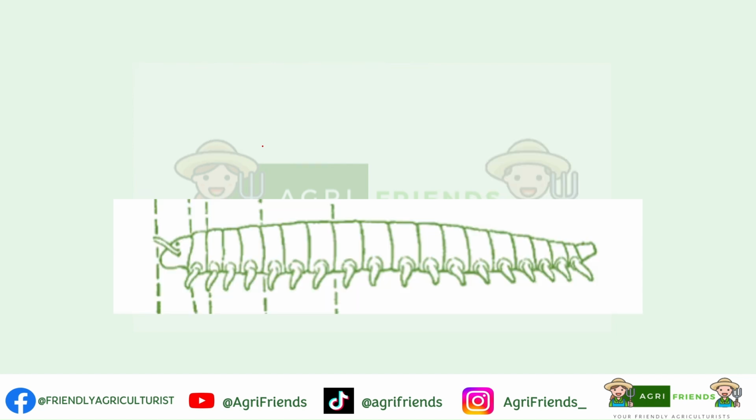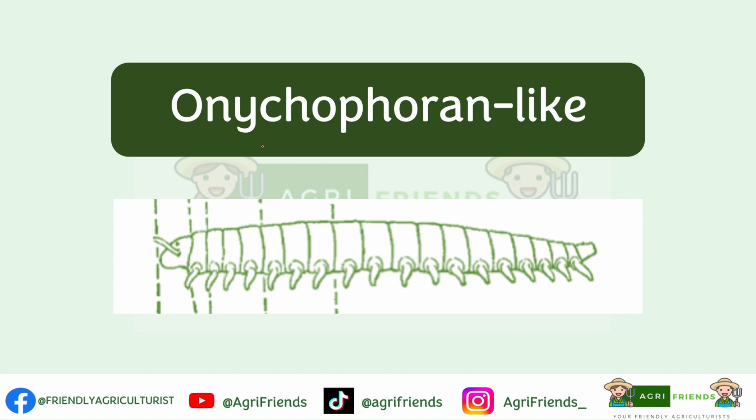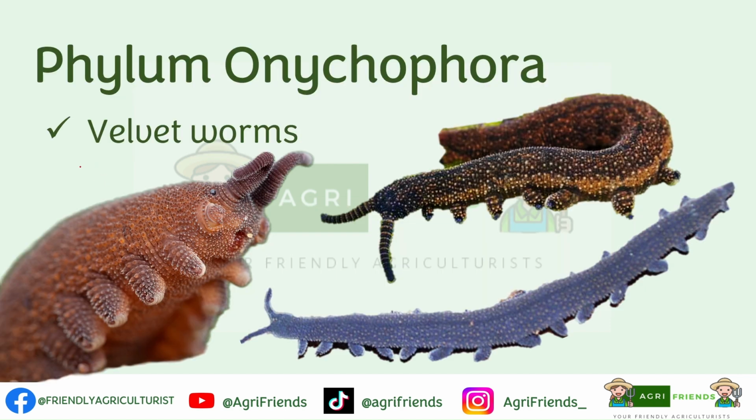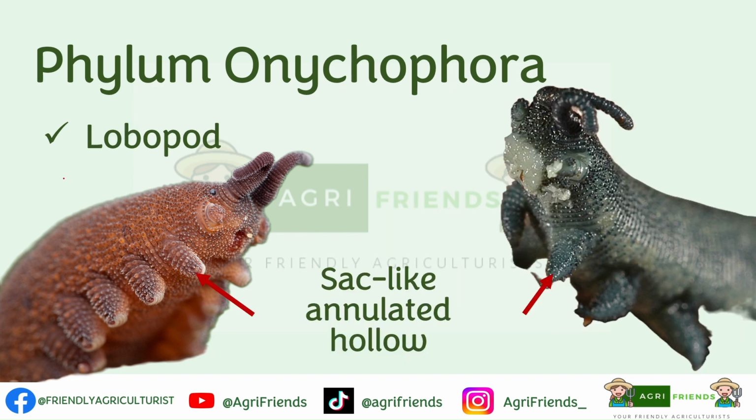The next stage is the onychophoran-like stage, and this is represented by the phylum Onychophora. So this stage resembles the annelids, but it has paired appendages. So these are the appendages. The phylum Onychophora, or the velvet worms, as mentioned earlier, are worm-like but with a series of lateroventral appendages, which we call lobopods.